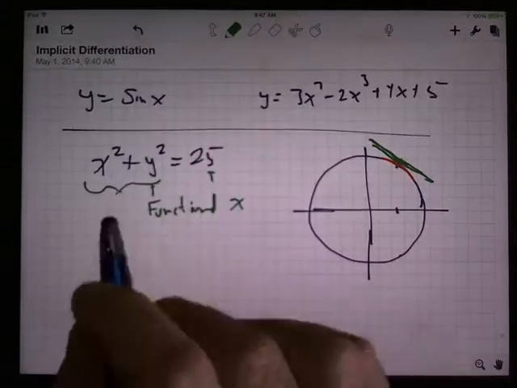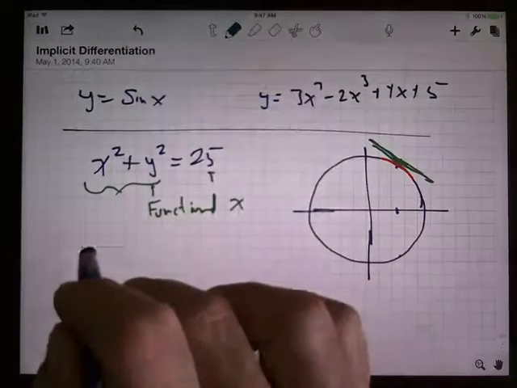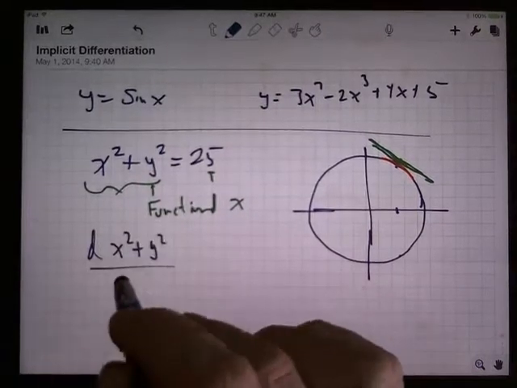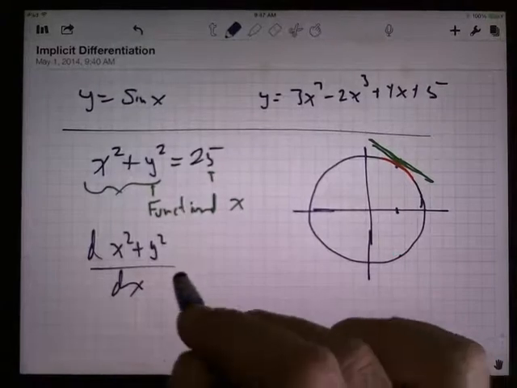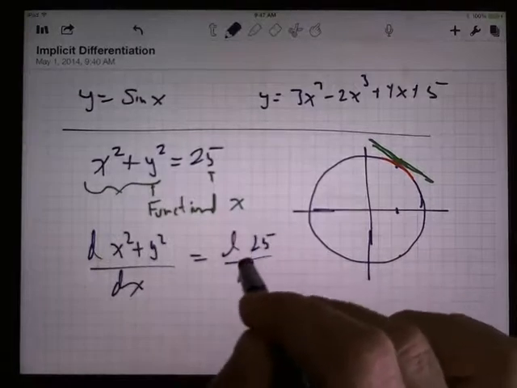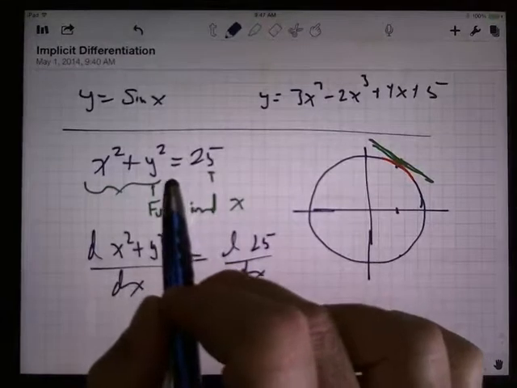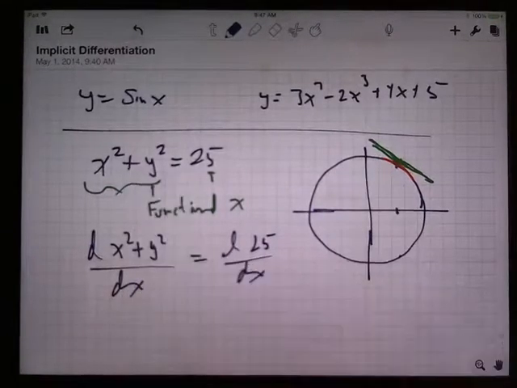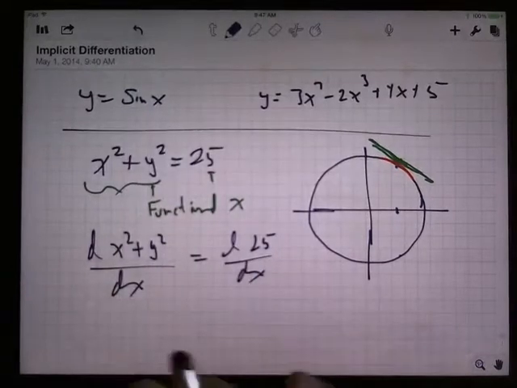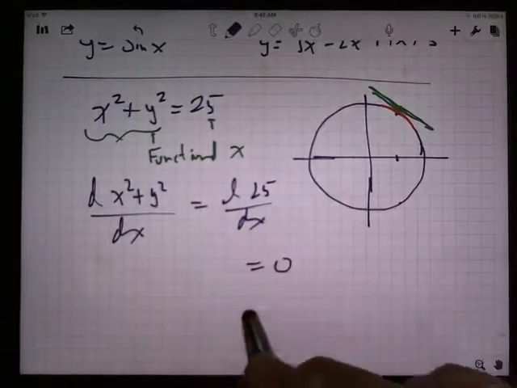So here we go. What I'm going to do is take the derivative of the left-hand side, and that should equal the derivative of the right-hand side. If these two functions are equal to each other, and I'm saying they are, if I stay on this curve, then x squared plus y squared is always equal to 25. Well, then the derivative of the left-hand side should equal the derivative of the right-hand side. The derivative of the right-hand side is easy. The derivative of a constant with respect to x is just 0.